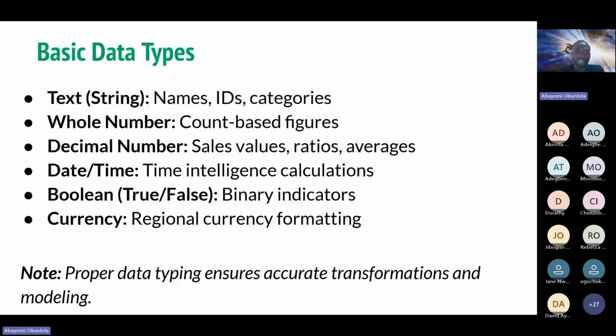That is a decimal number or a float. Then we have the date and time. We have a Boolean, true or false. We also have a currency. So proper data type ensures accurate transformation and modeling.